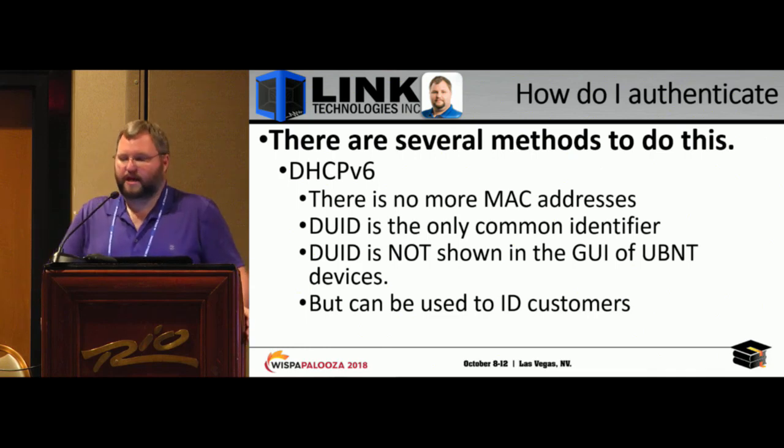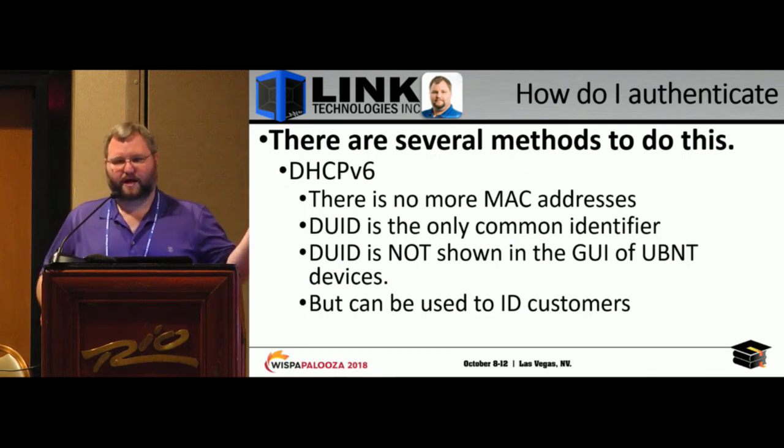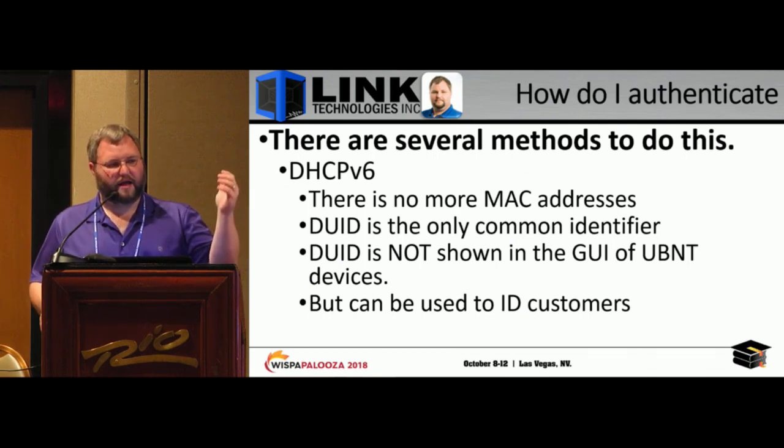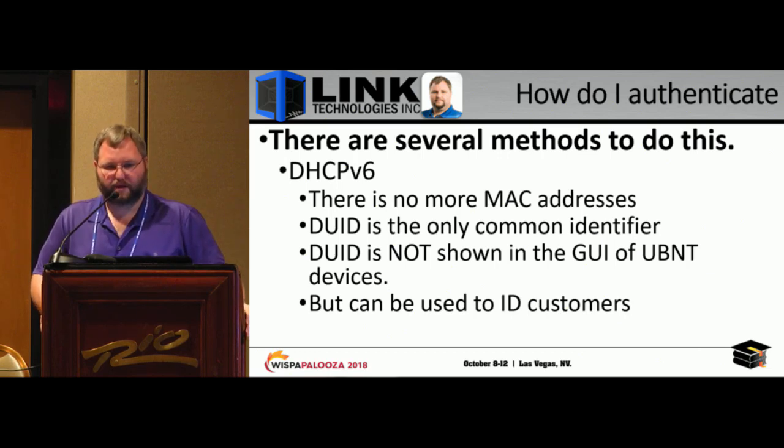You can use DHCPv6. This is what we call prefix delegation. So if you have, let's say, you assign a /48 to a tower and then a customer requests another IP block, you can hand out anything below a /48 if that's what you have available. So you can sit there and hand out /60s, you can hand out /64s.